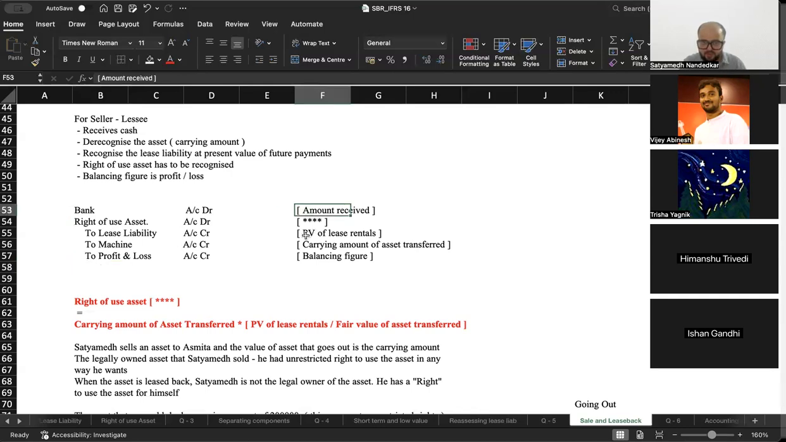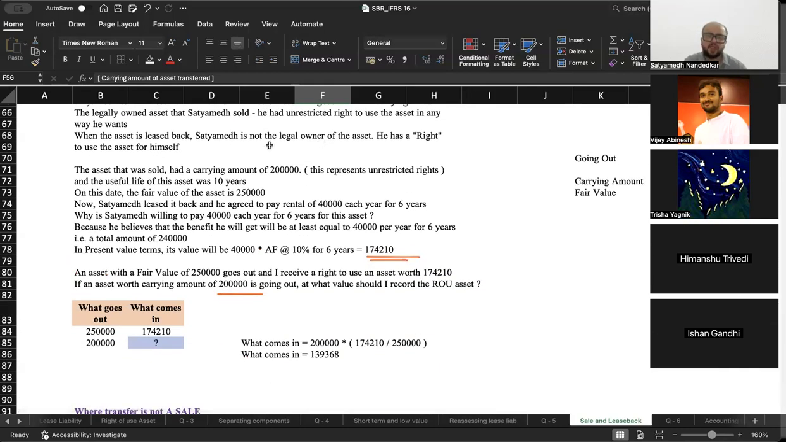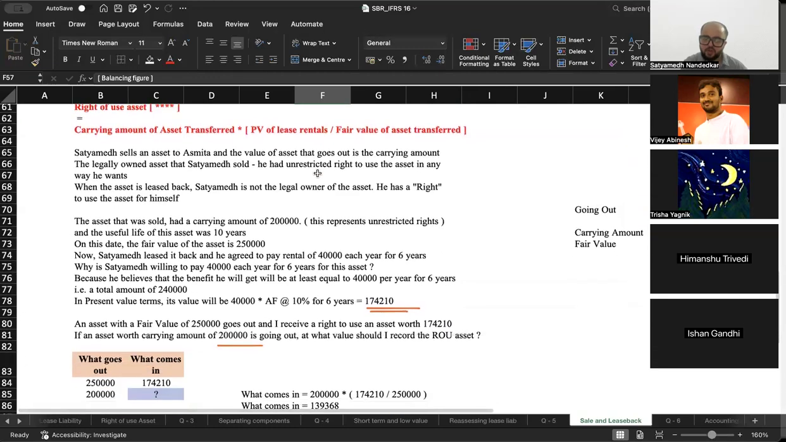सो अच्छा ये हो गया, अमाउंट रिसीव, लीज लाइबिलिटीज पीवी ऑफ लीज रेंटल्स, मशीन इज कैरिंग अमाउंट ऑफ असेट ट्रांसफर्ड, राइट ऑफ यूज असेट इज डेबिटेड विद carrying amount of the asset transferred into PV of lease rental upon fair value of asset transferred. See, when we were in the class, we discussed the whole story कि यार ये formula ऐसा क्यों है. Now is not the time to get into the formula. Formula learn करो और paper में जाओ. Balancing figure is your profit or loss.